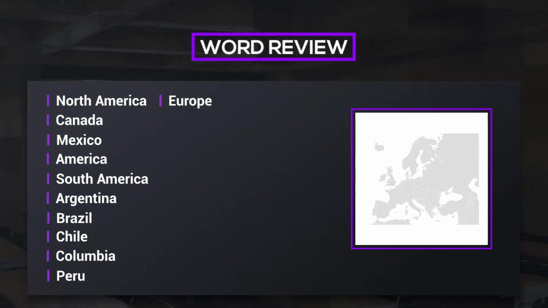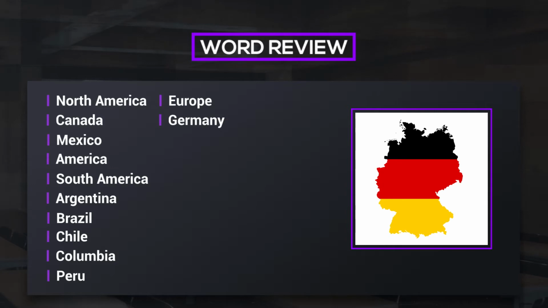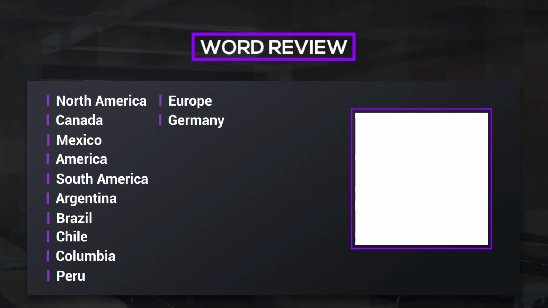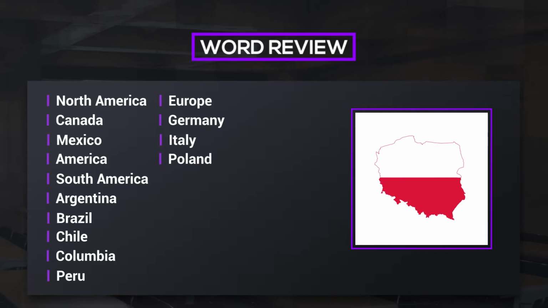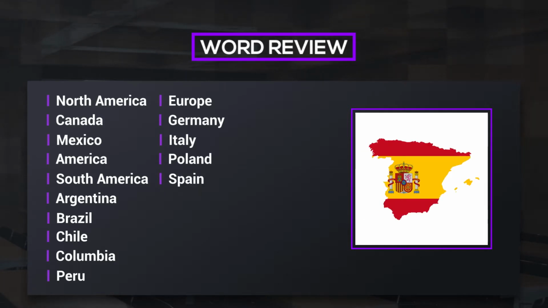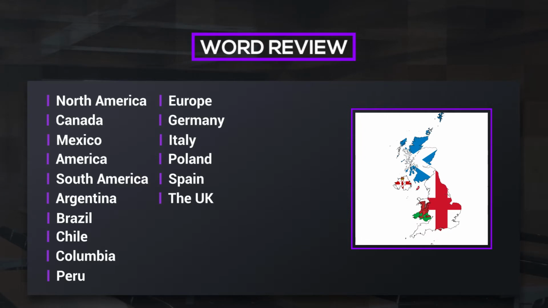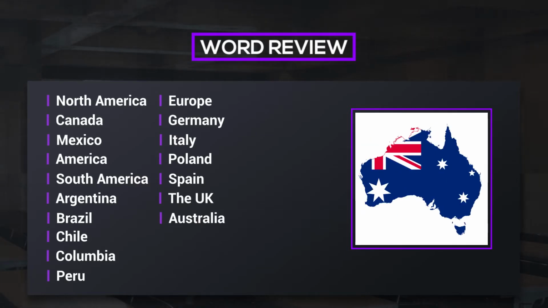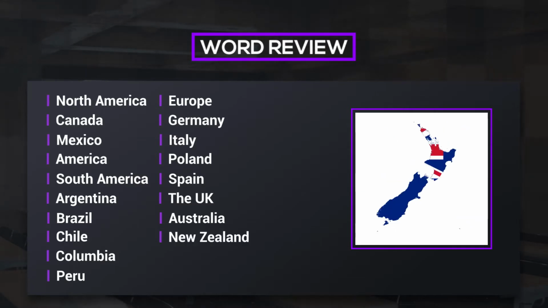Next, let's take a look at Europe. Here we have Germany, Italy, Poland, and Spain. And here we have the UK, also known as the United Kingdom. Within the UK, we have Scotland, England, Wales, and Northern Ireland. Next, we have Australia and New Zealand.